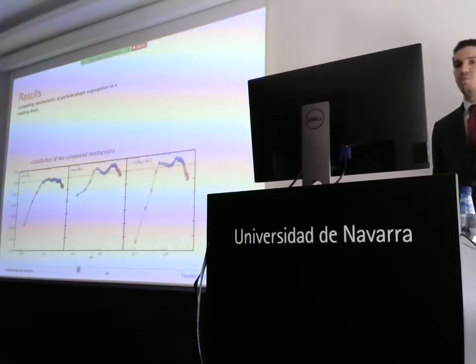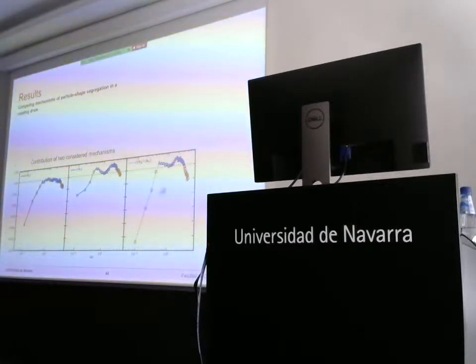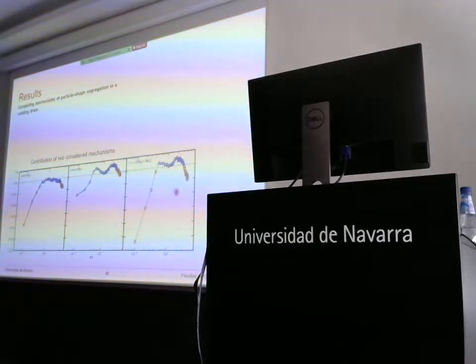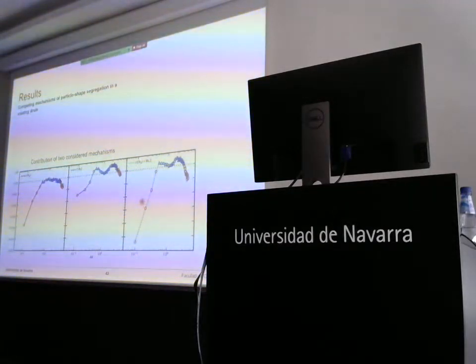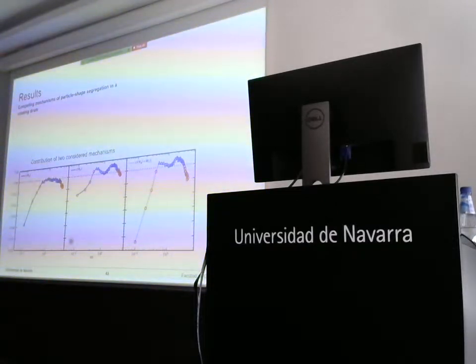So to show the final results, here we have the contribution of the two mechanisms. This plot here is the gravity mechanism, and here is the kinetic mechanism. And at the end we have the summation of the two of them. We can see that, for example, for the cases where the spherical particles go to the periphery, the gravity mechanism doesn't play a major role in the system. However, when we increase the aspect ratio, this gravity mechanism becomes more relevant.